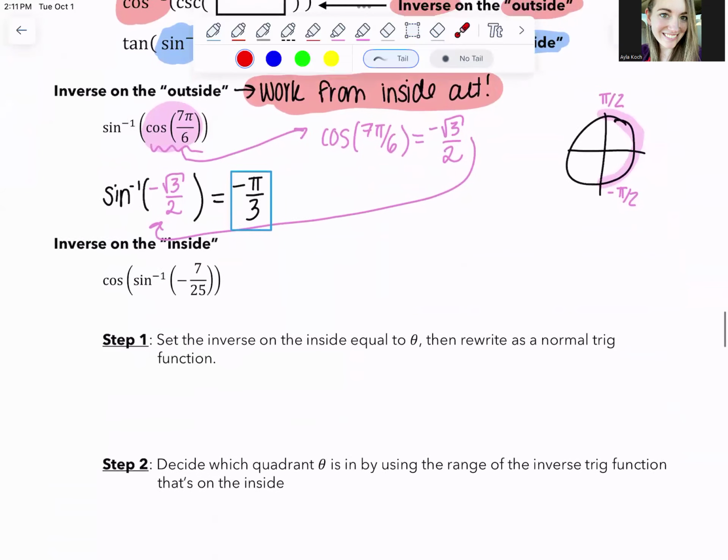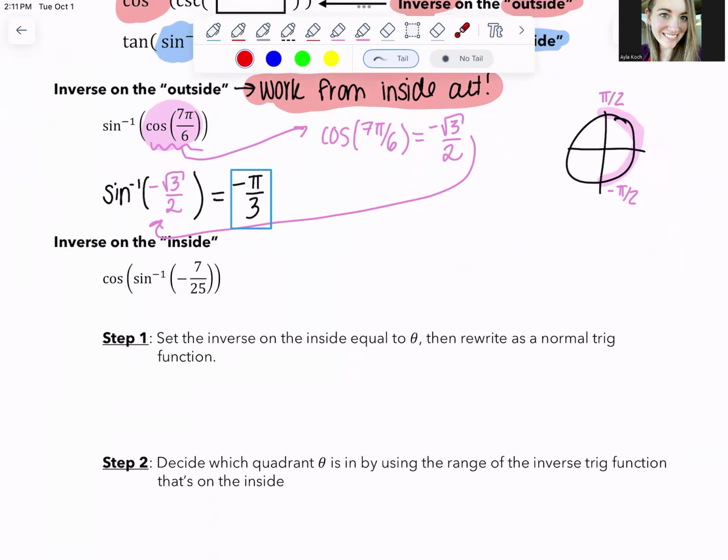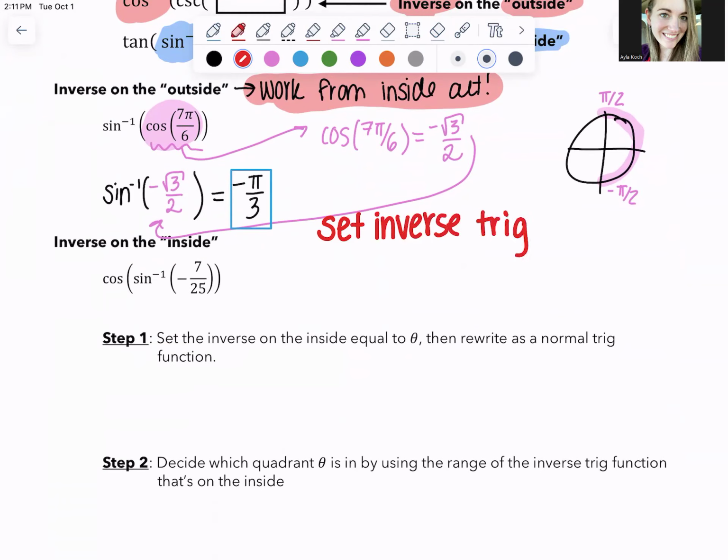When the inverse is on the inside, it's a little bit trickier, but you're going to run into a trick that you're going to use over and over again. Set inverse trig equal to theta. Then rewrite as regular trig.